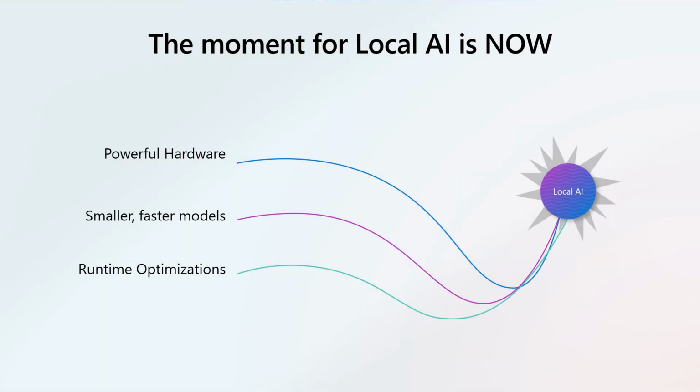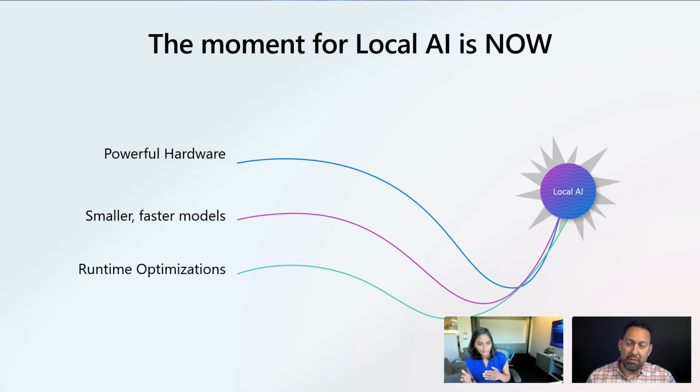Okay, so why are we talking about local AI today? I know, this has been a journey of a few years. AI has been happening for a few years, generative AI the last couple of years. Hardware has been getting more and more powerful. We have more powerful GPUs coming on market, CPUs, more powerful NPUs and Copilot plus PCs. So now hardware is getting more and more powerful. Models are getting smaller, sleeker, faster, more efficient.